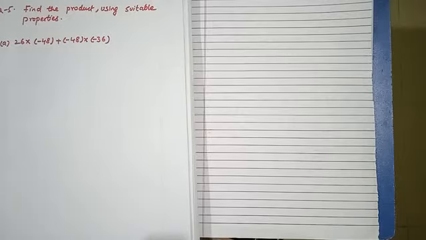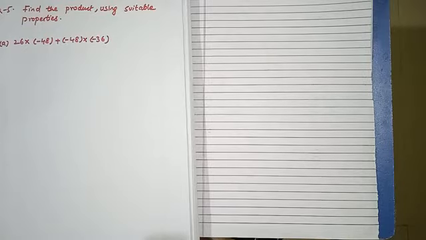So students, we are now with question number 5. What is question number 5? Find the product using suitable properties. Okay, so the properties of integers that we have learned: closure property, associative property, distributive property, commutative property. All of these properties we are going to use in this sum.